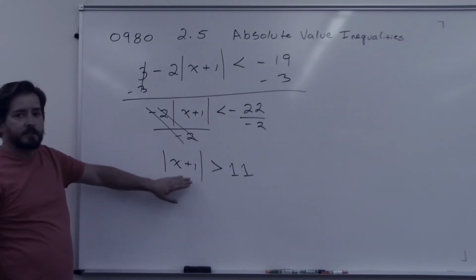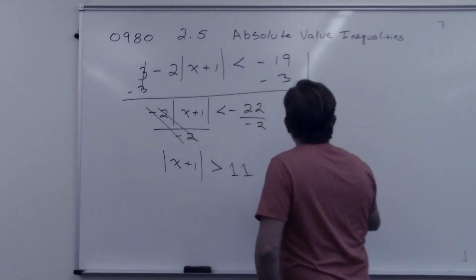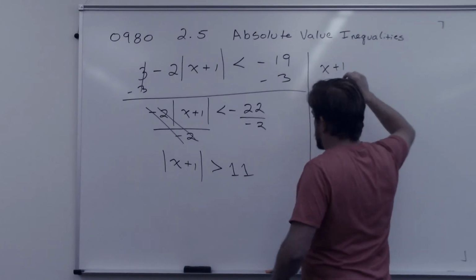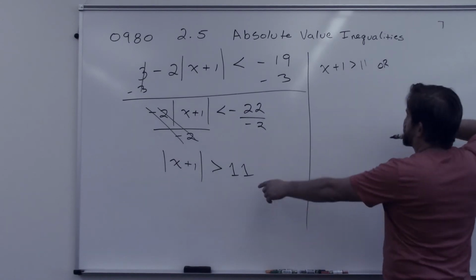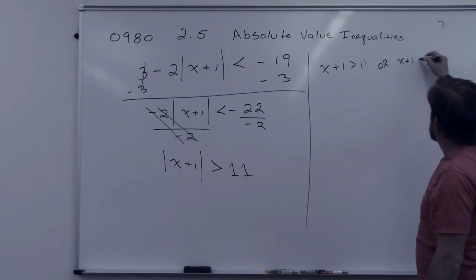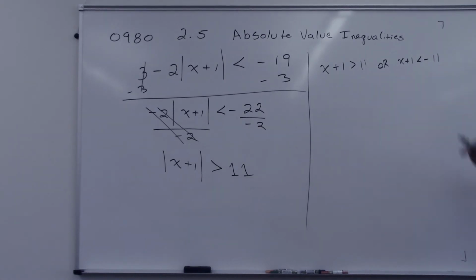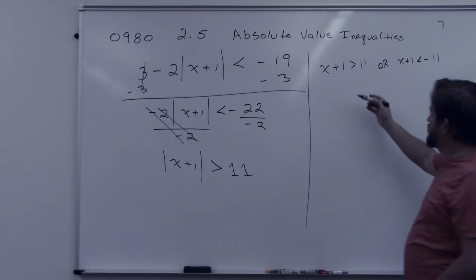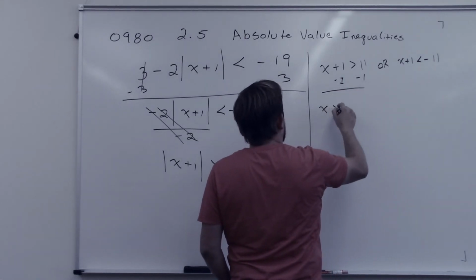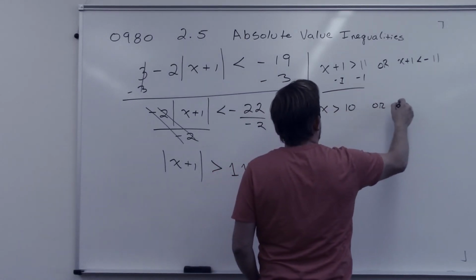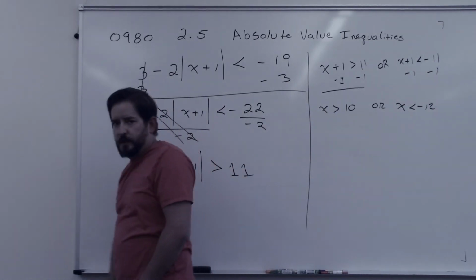Now I'm ready to cut this into two inequalities. x plus 1 is greater than 11, or x plus 1 is less than negative 11. Okay. And I'll solve each of these. I'll subtract 1. That gives me x is greater than 10, or x is less than negative 12. Right? And I'm done. That's my solution.